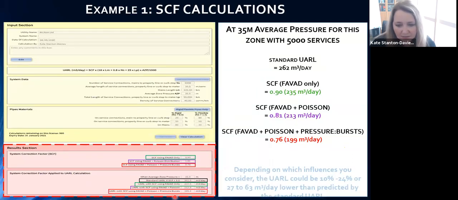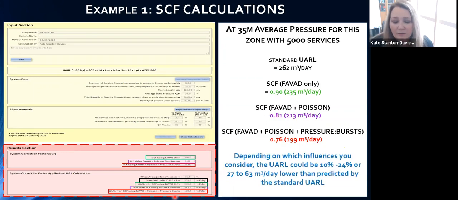So what does that mean? It means that depending on the influences you consider when you do your calculation, the UARL could be between 10 to 24% or 27 to 63 cubic meters per day lower than predicted by the standard UARL.